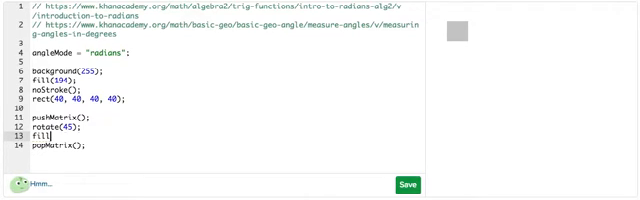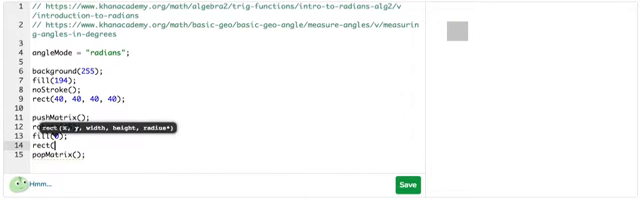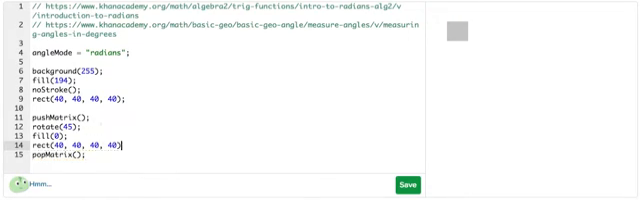So I'll go ahead and fill this with 0 and rectangle at 40, 40, 40, 40. But uh-oh, what just happened? Why did this square get moved off the canvas? Well, one thing I see is that we're still measuring in radians, so I'll go ahead and set that to degrees, but we're still off the canvas.